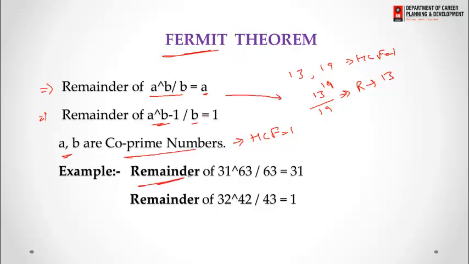Or we can say the remainder of 31^63 divided by 63 is 31, because 31 and 63 are co-prime numbers. Now the second thing: a^(b-1) divided by b.